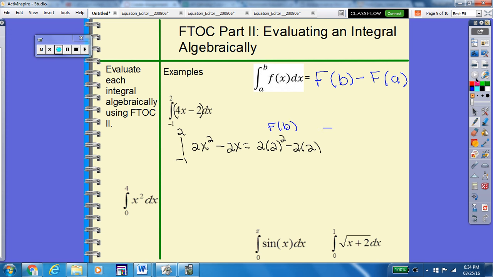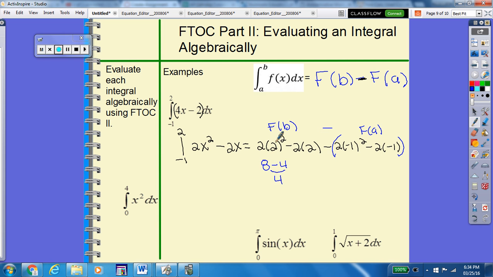And now you need to plug in a -1. So it's going to be 2 times -1 squared minus 2 times -1. Something that's really important here is that you subtract the entire f of a. So here's where my f of a starts. It's very important that I put parentheses around the entire thing, because there are two terms and that negative needs to apply to everything, not just the first term.